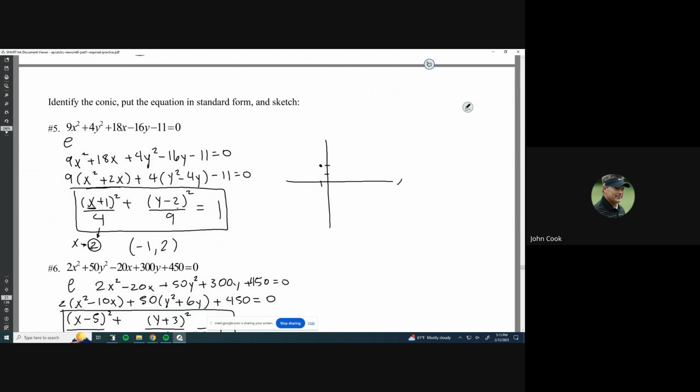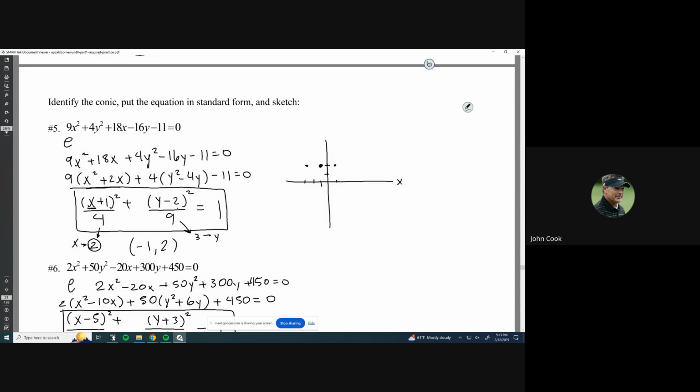Like the x-axis goes left and right. So go to the left and the right by 2. So 1, 2, and then to the left 2 from the center, so over there. And then if you imagine taking the square root of the y part, so 3, that's going to give you the radius in the y direction, up and down.